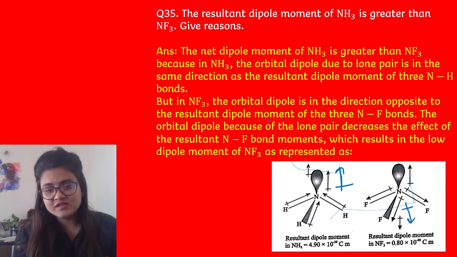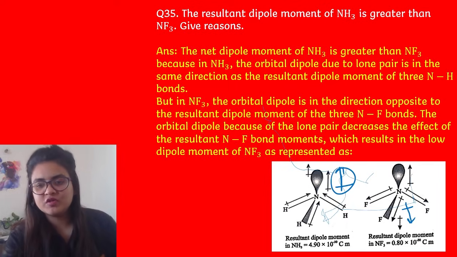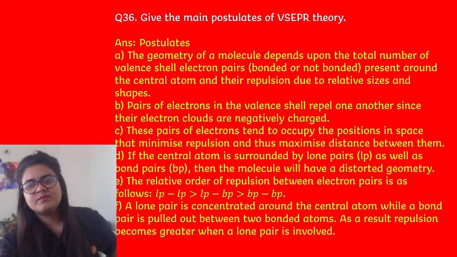But here in case of NH3, there is no dipole moment that is cancelling out this one, right? So as a result of this, you can say NH3 is having greater dipole moment with respect to NF3. Okay, give the main postulates of the VSEPR.